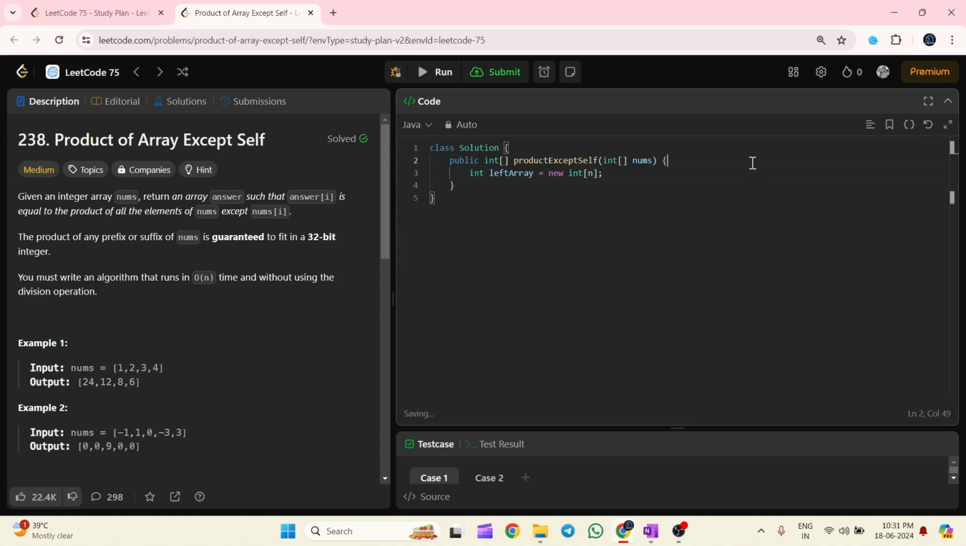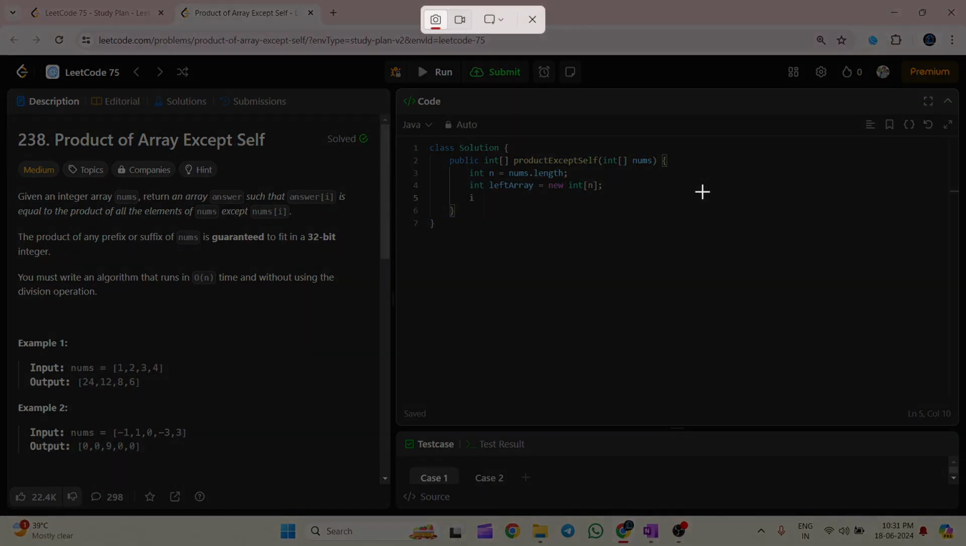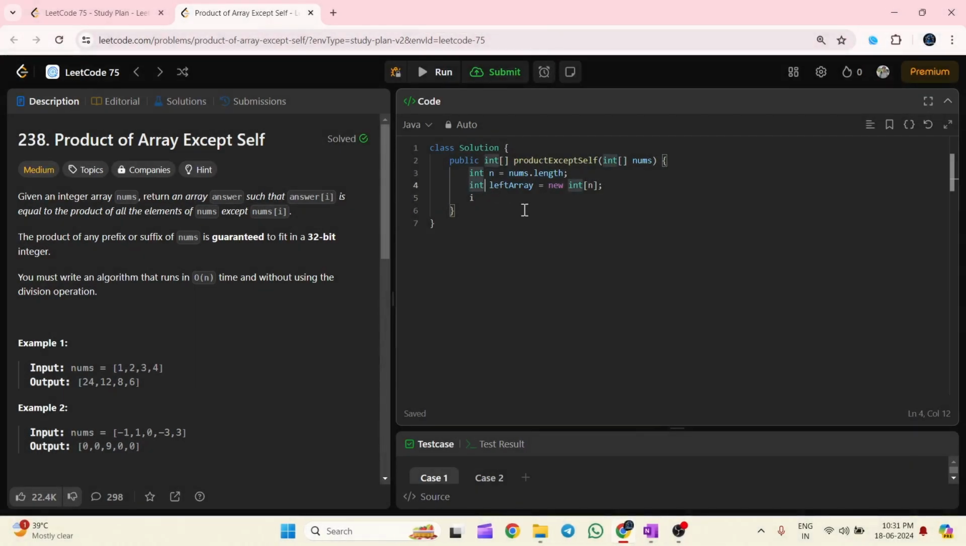So we are taking the size in the variable n, so I simply write n, where we have to declare the size. So n is nums.length. With the help of this I simply calculate the length of the array. After that, I initialize one array. Now I have to initialize the other array, which is the right array is equal to new int, and this is also the same size as the input array.